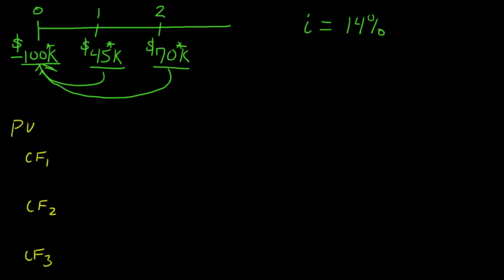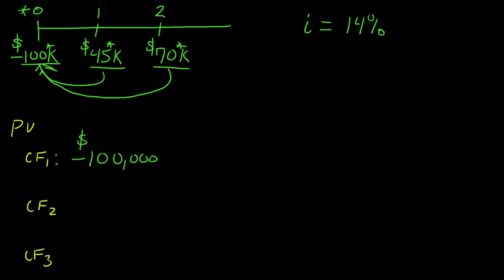So when we analyze this, we can simply start with the first one. Let's start with the negative $100,000. You can see this guy right here, it starts out in year 0, so it doesn't have to be compounded forward. It doesn't have to be discounted backwards in time. It stays at a value of negative $100,000.